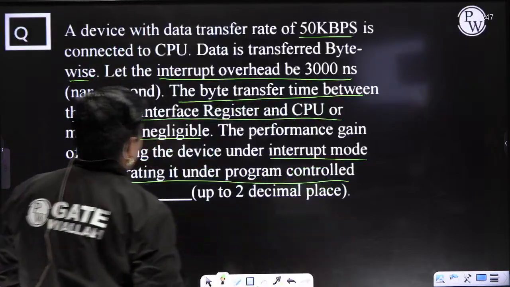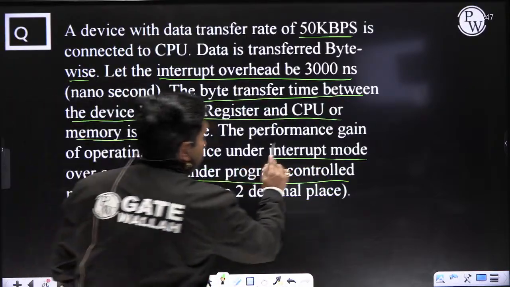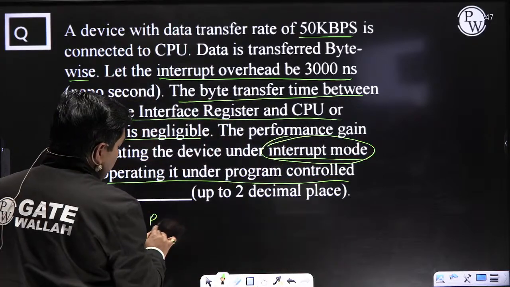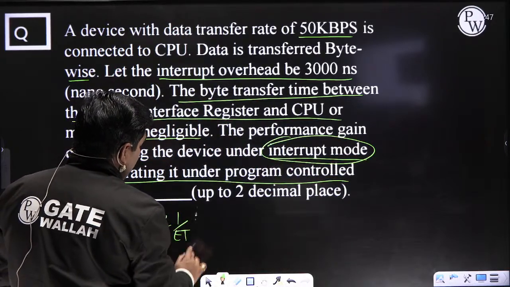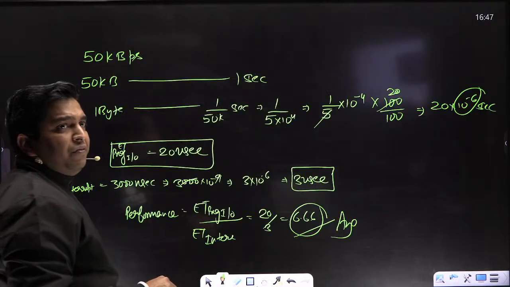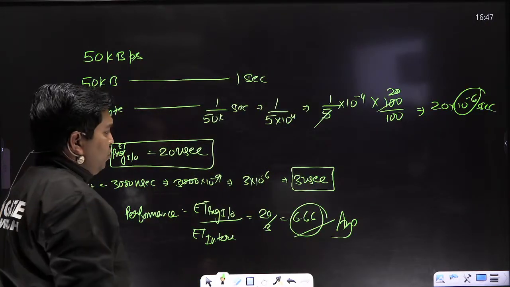Because it is asking first interrupt. You know performance is inversely proportional to the execution time, my dear. Still clear, everyone? Still clear, Gaurav? Now you are doing it correctly.